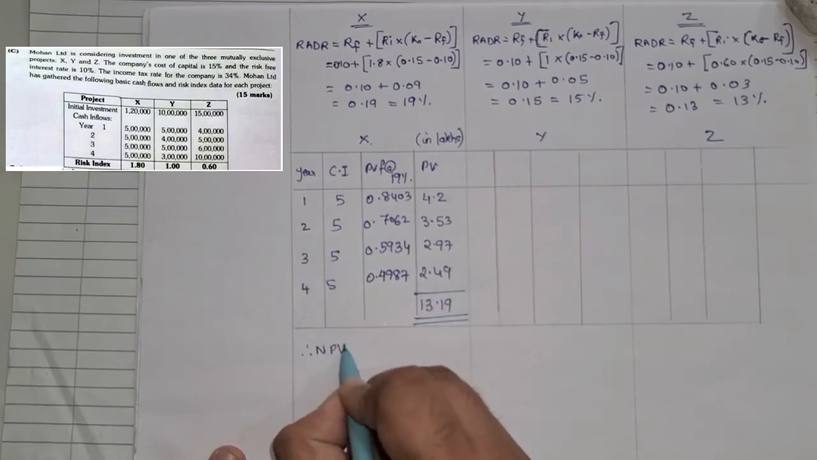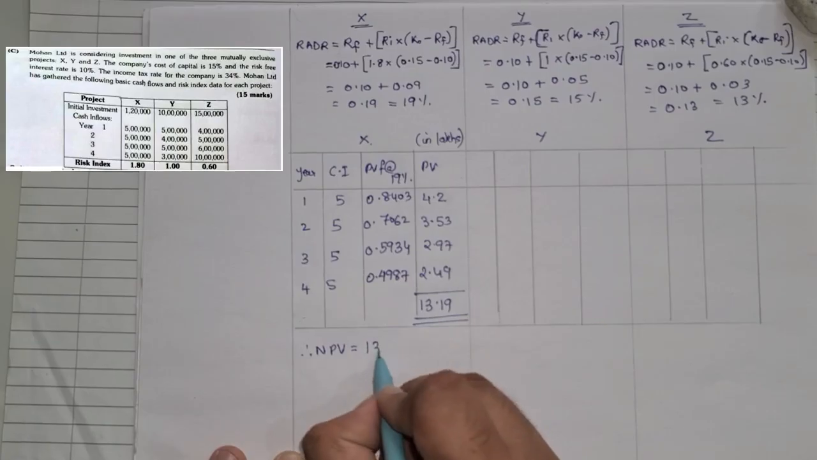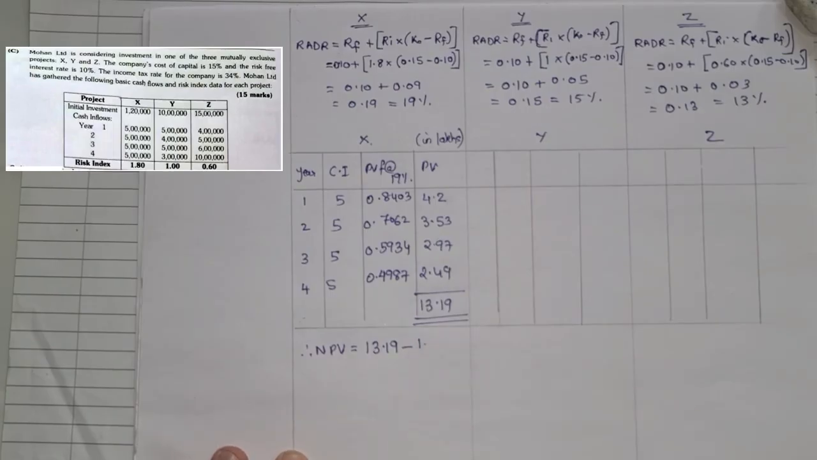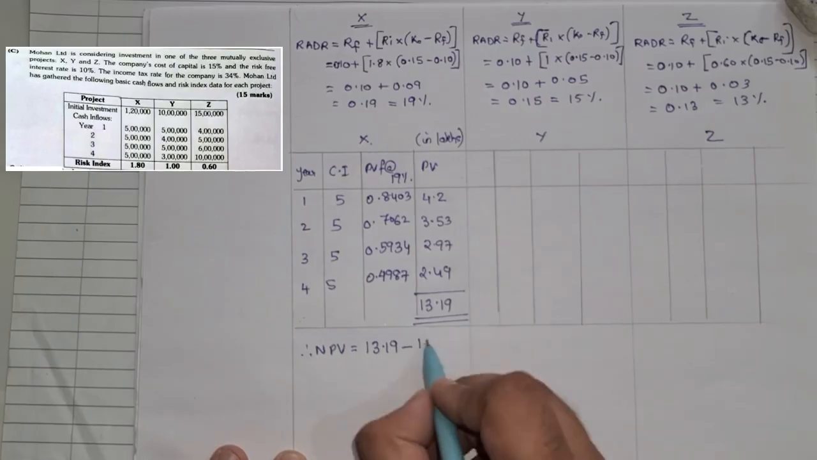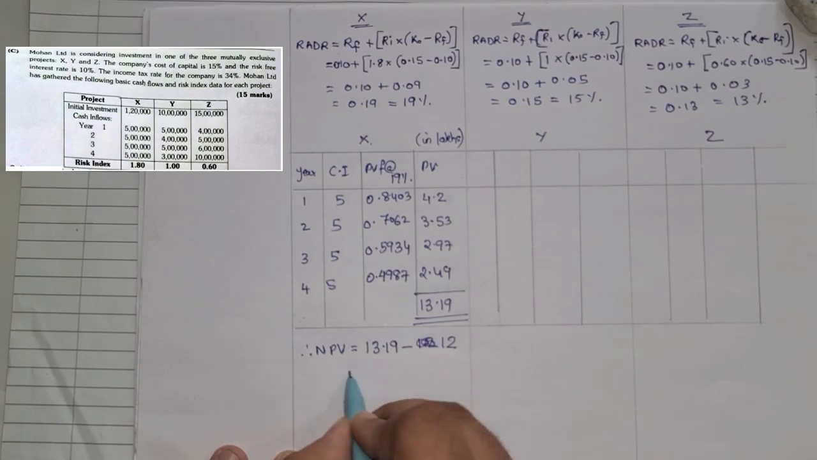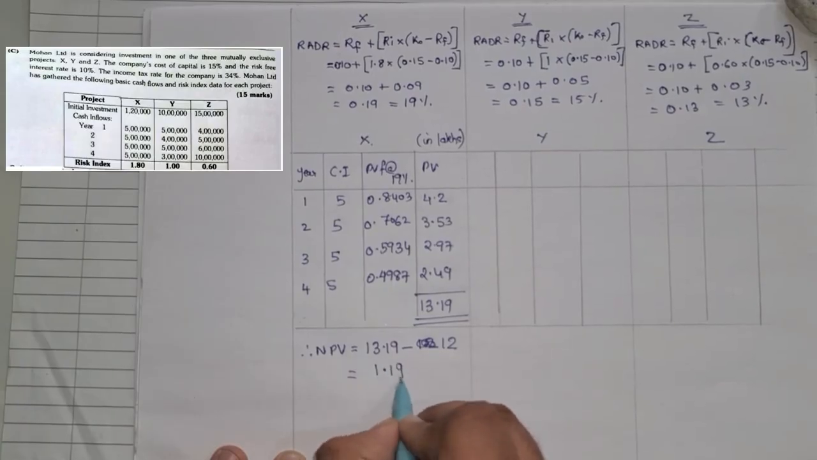Therefore NPV is my total PV minus the initial investment. There is a small error: it's not 1,20,000, it's supposed to be 12 lakhs in the question, because the subsequent values are 12 lakh, 10 lakh and 15 lakhs. So in lakhs, this is 12. 13.19 minus 12 lakhs will give you 1.19 lakhs. So this was for X.